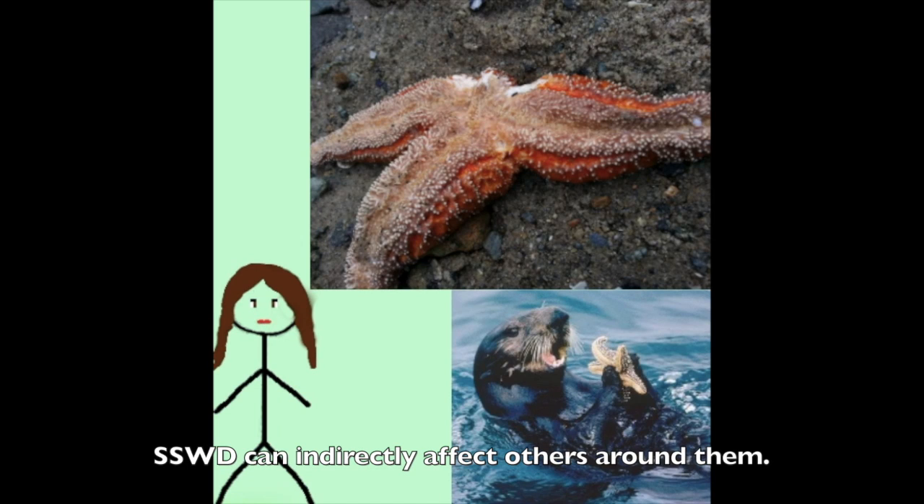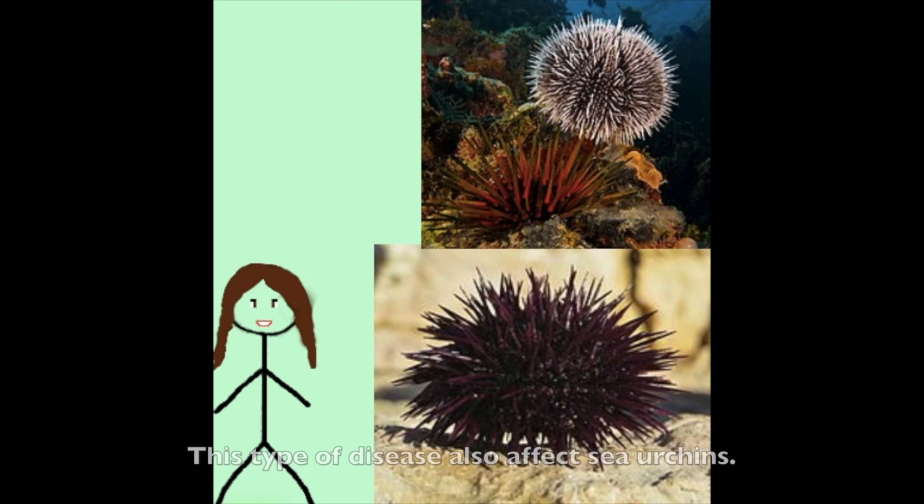The disease can indirectly affect other animals too. When the sea stars die, it can leave some animals without a food source. This type of disease has also affected brittle stars and sea urchins.